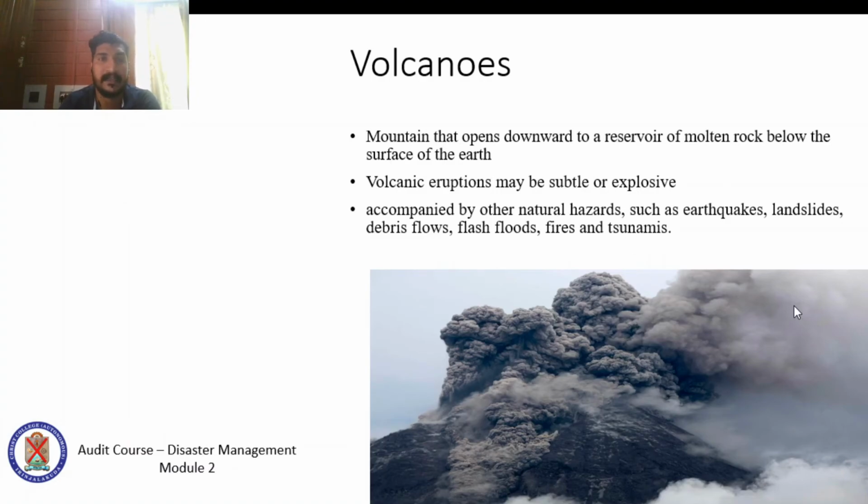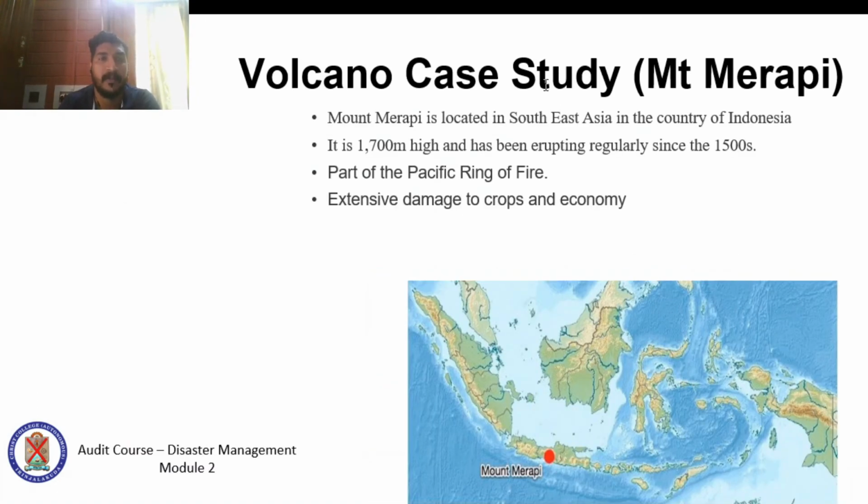So we are taking a case study from Indonesia, Java Island, that is Mount Merapi. It is located in Southeast Asia in the country of Indonesia, on the island of Java. It is around 1,700 meters high and has been erupting regularly since 1500. The volcano is located on a destructive plate margin at a subduction zone, and it is also part of the Pacific Ring of Fire.